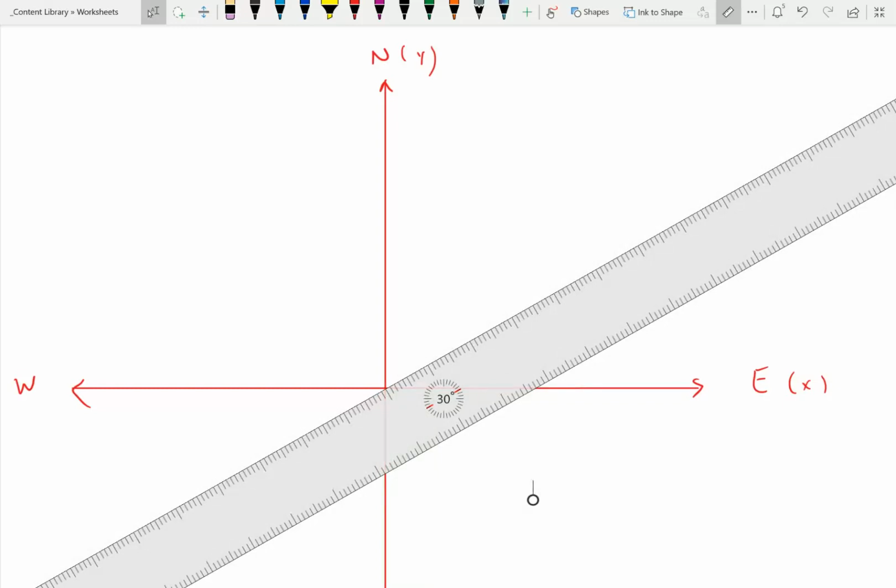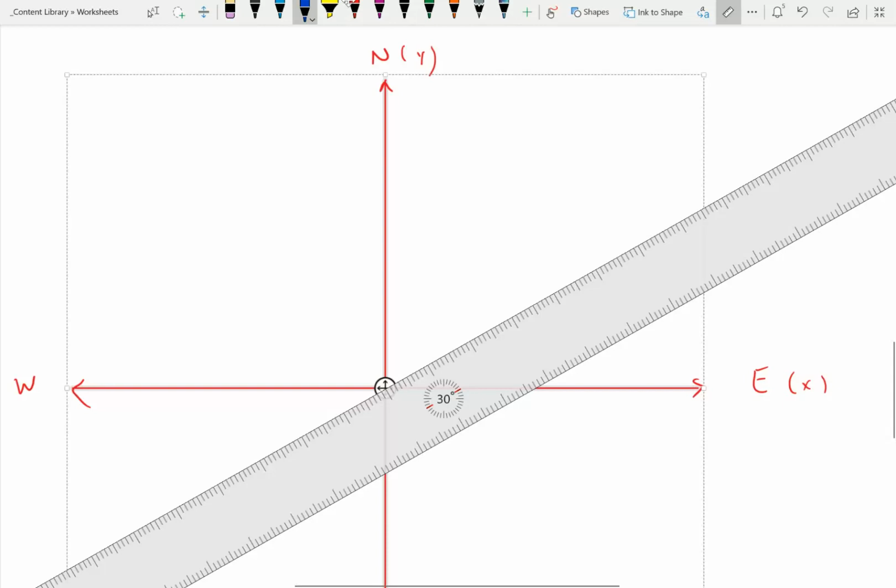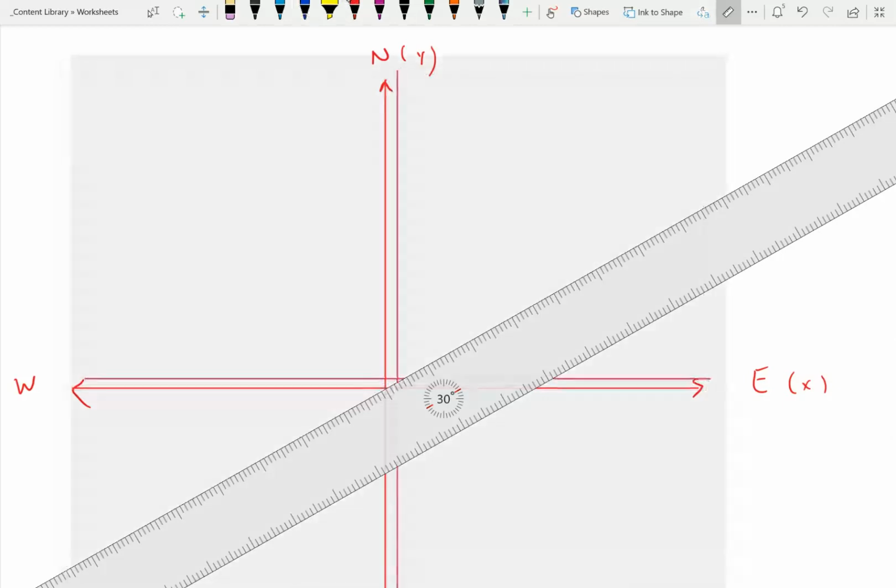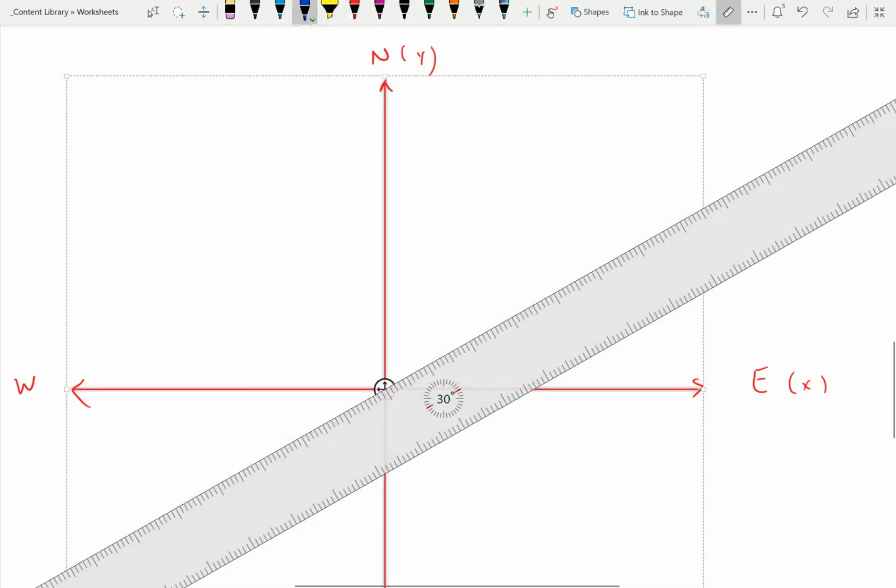So the first vector is 1305. So 1305 is going to be basically 250 meters for each one of these ticks. So if I go 5 ticks, that would be 1250. And then I have another 55, which is 1/5. So it's going to be, whoa, moved the wrong thing there.